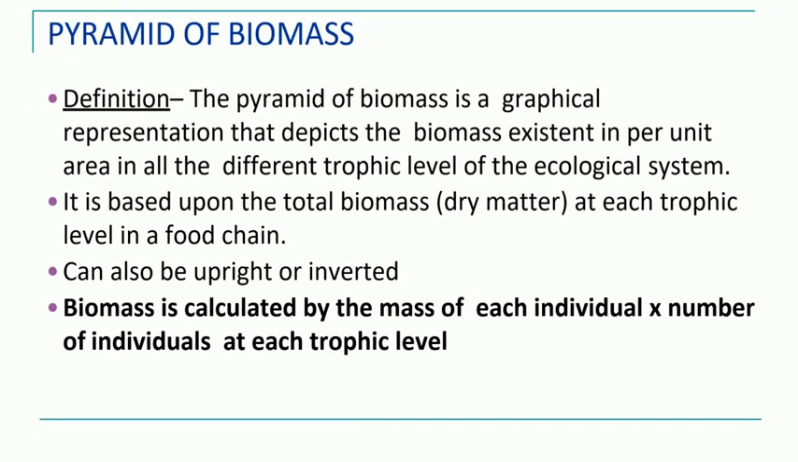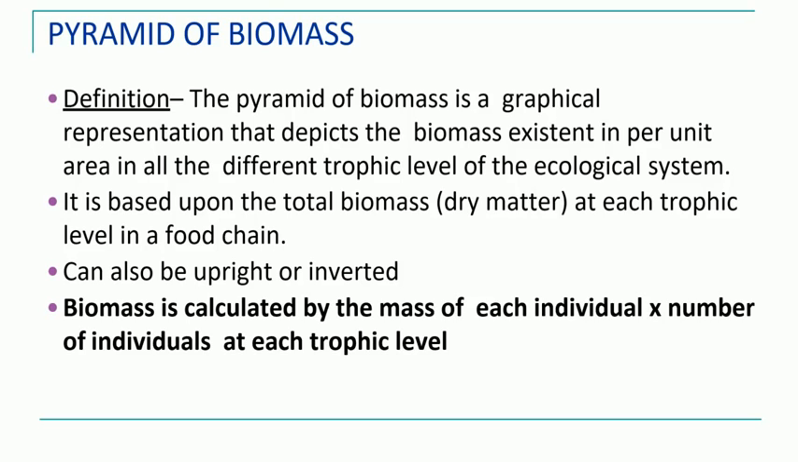Now we come to the second type of pyramid, which is called the pyramid of biomass. So as in the pyramid of number, we counted the number of organisms at each level, that means the producer and consumer levels, or the carnivores, that is the primary, secondary and tertiary consumer levels. Here we will take the biomass.